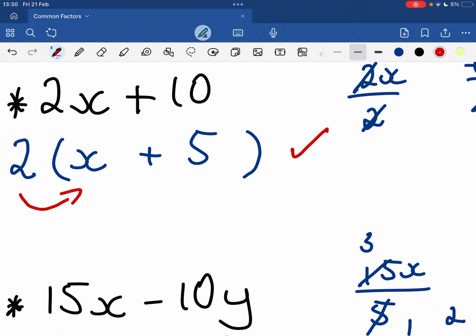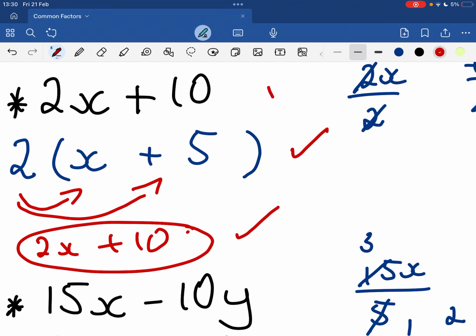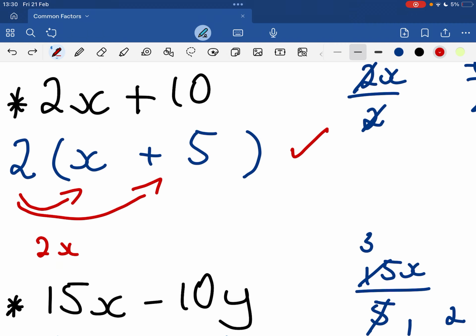Let's see, just for this one. 2 times x is 2x. 2 times positive 5, positive 10. We've correctly factorized because we got the question back when we simplified.